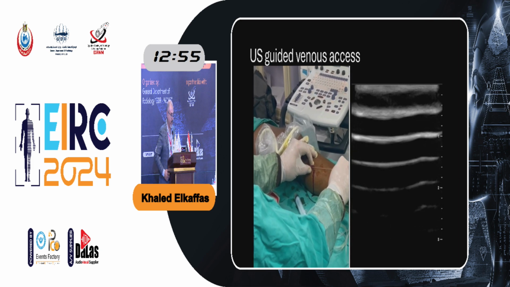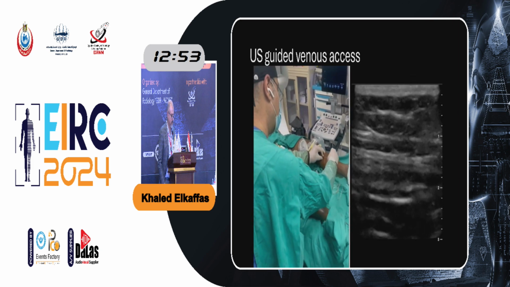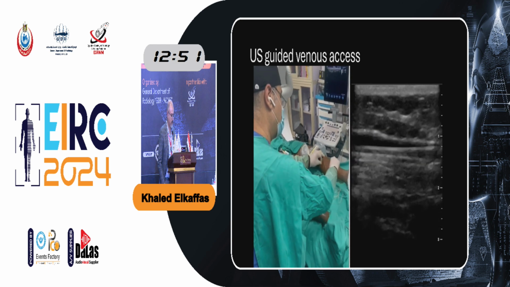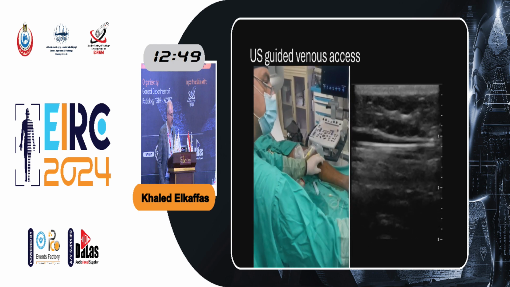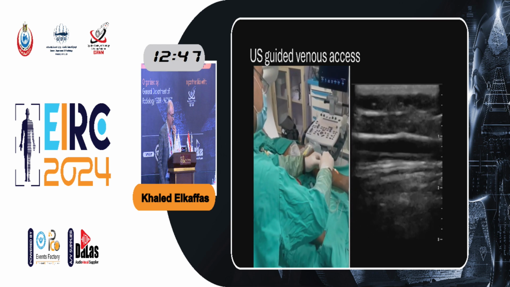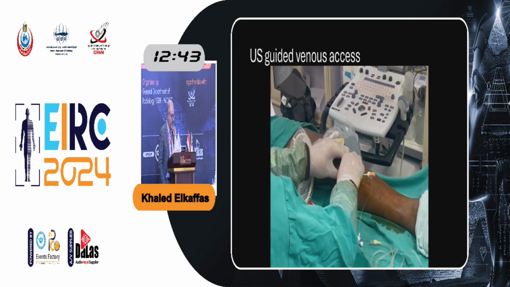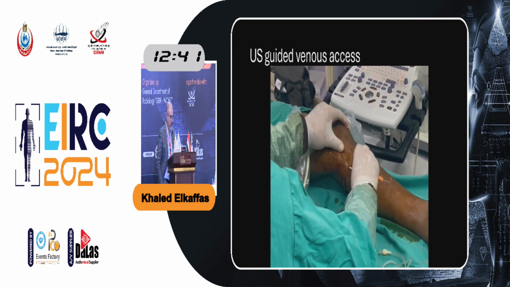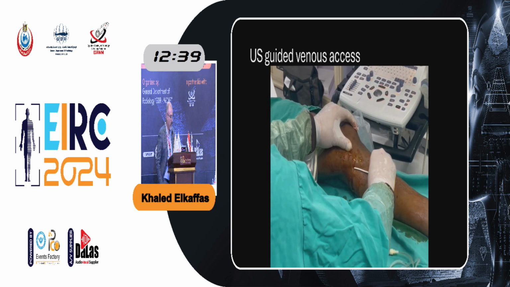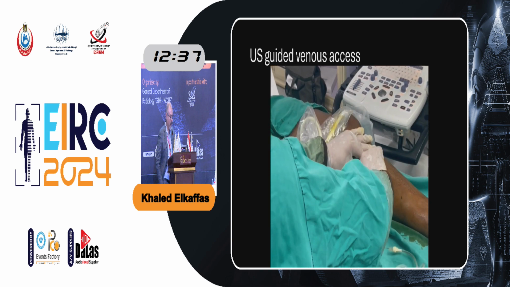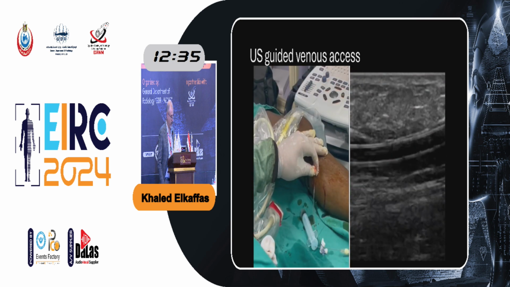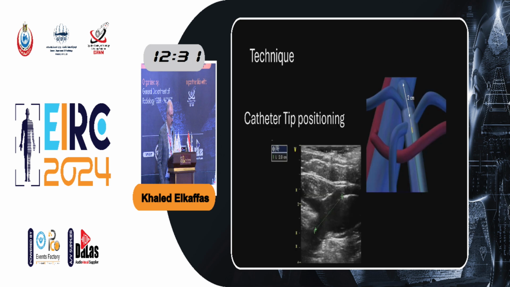We introduce the guiding wire inside the vein. You can see here nicely that the vein is around the wire with no punctures or problems. After this, we introduce the introducing sheath inside the vein for application of the thermal catheters. Then we introduce the thermal catheter inside the vein.